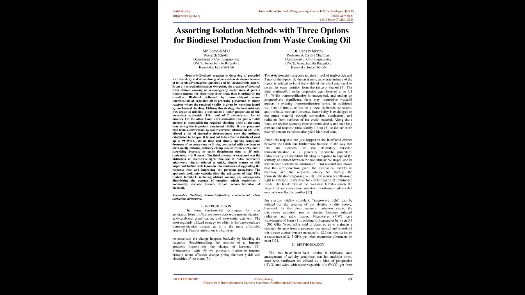The stoichiometric response requires 1 mole of triglyceride and 3 mole of the liquor. Be that as it may, an overabundance of the liquor is utilized to build the yields of the alkyl esters and to permit stage partition from the glycerol 4. The ideal methanol/oil molar proportion was observed to be 6:1 3.